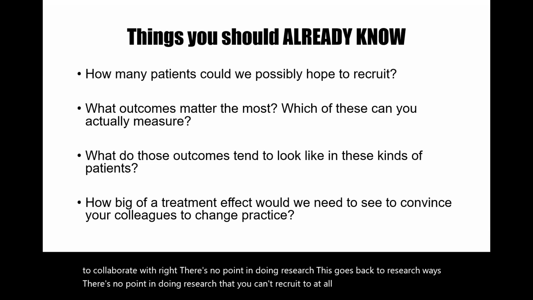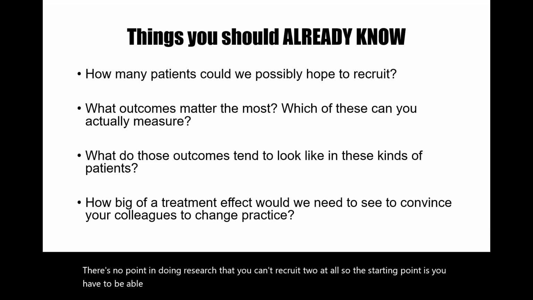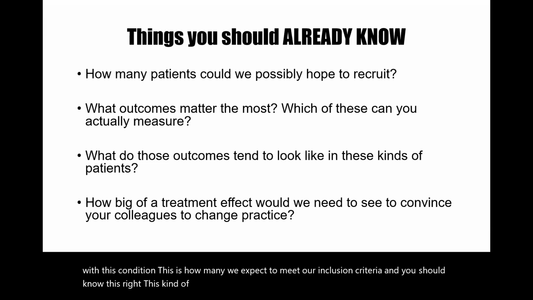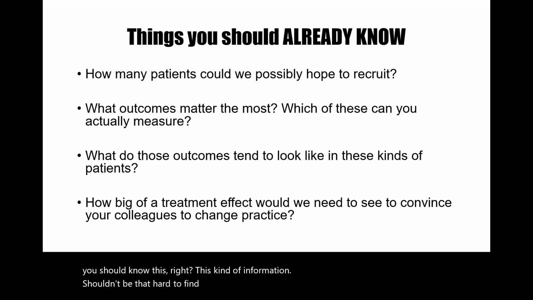So the starting point is you have to be able to tell me, this is how many patients come through in a year. This is how many with this condition. This is how many we expect to meet our inclusion criteria. And you should know this, right? This kind of information shouldn't be that hard to find. You should be thinking about this in advance.